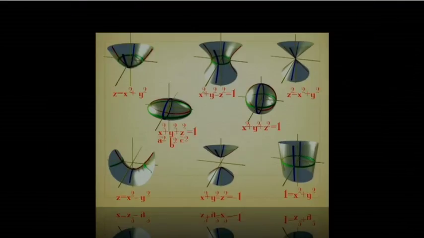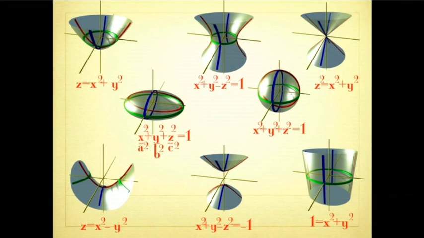Here are the formulas, which I think maybe to remember this, you should see that the paraboloids always have one of the variables without the square. That's maybe the easiest way to remember that. And the hyperboloids and ellipsoids have everything squared.